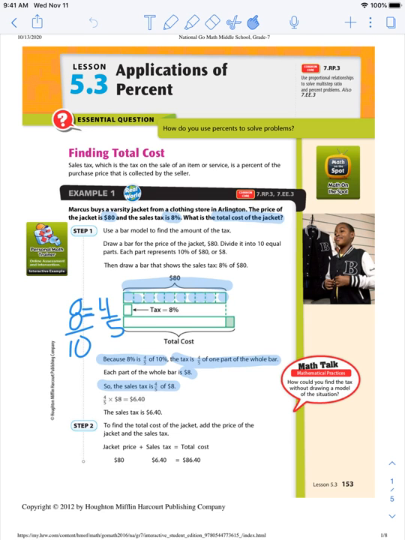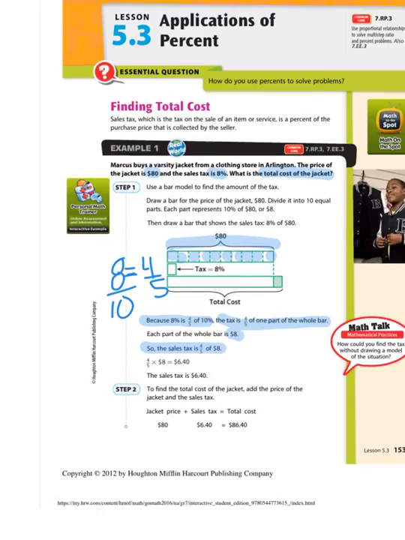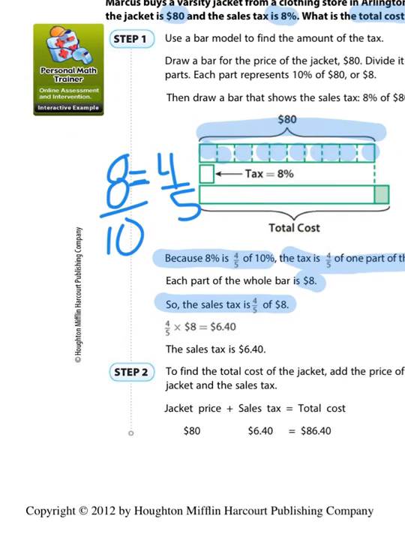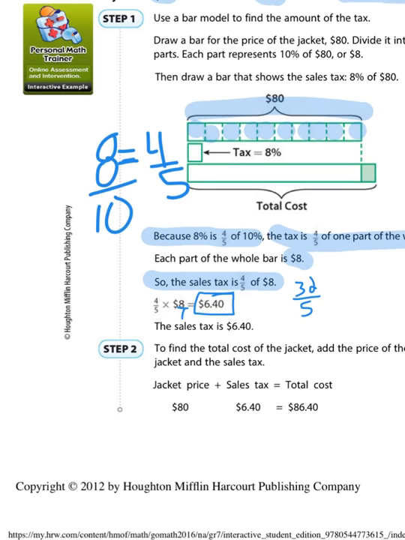So 4/5 times 8, or we might be able to better solve this if we have 8 over 1, because now we just have fractions multiplying, and we know to solve that we multiply straight across. So 4 times 8 is 32. 5 times 1 is 5. 32 divided by 5 is 6.4. So 4/5 of $8 is $6.40.